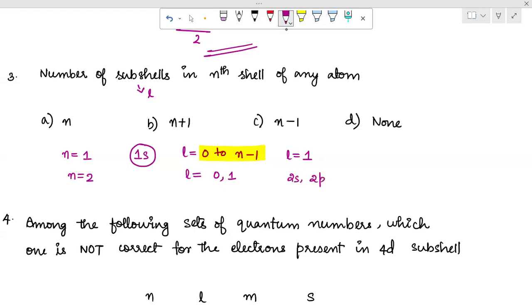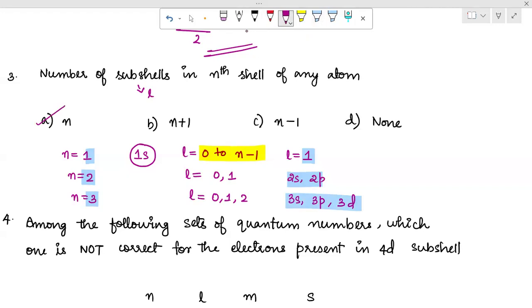These are possible. Now, when you have n is equal to 3, the values of l are 0, 1, and 2, and these correspond to 3s, 3p, and 3d. So you can see the relation: if n is equal to 1, the number of subshells is also 1. When n is equal to 2, the number of subshells is 2. And when n is equal to 3, the number of subshells is 3, which means the number of subshells in any nth shell of an atom is n.